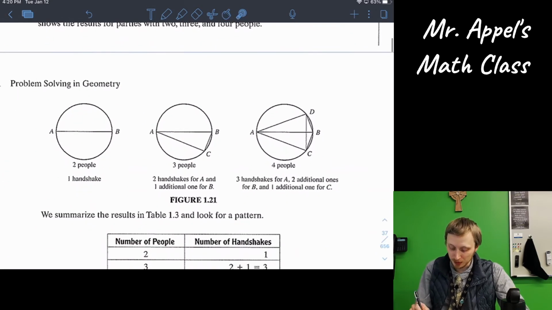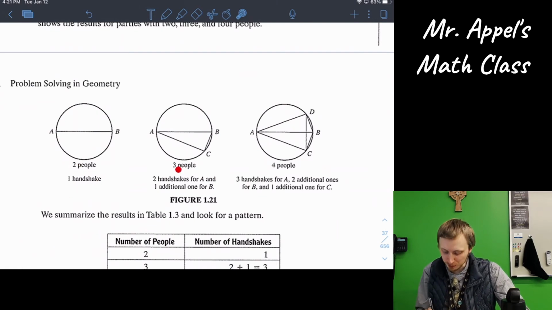So here we go. 2 people, A to B, 1 handshake. 3 people, A, B, and C. Notice we still have that handshake there, and now C joins in, adds 2 more. So 2 for A, and then 1 extra for person B. 4 people now. A shakes 3 hands, 2 additional ones for person B, and then 1 extra between C and D.